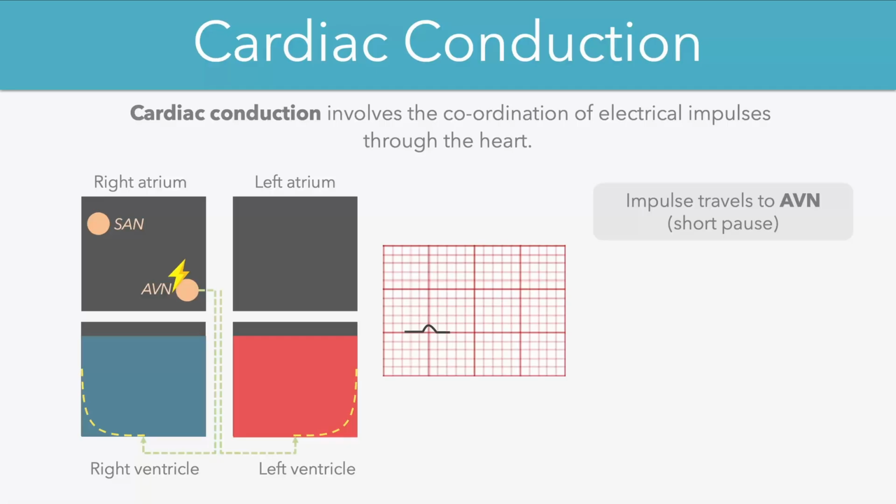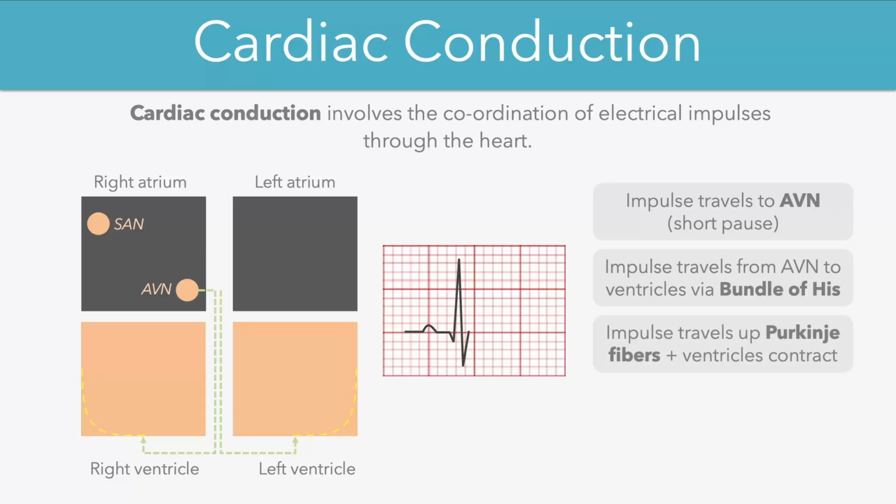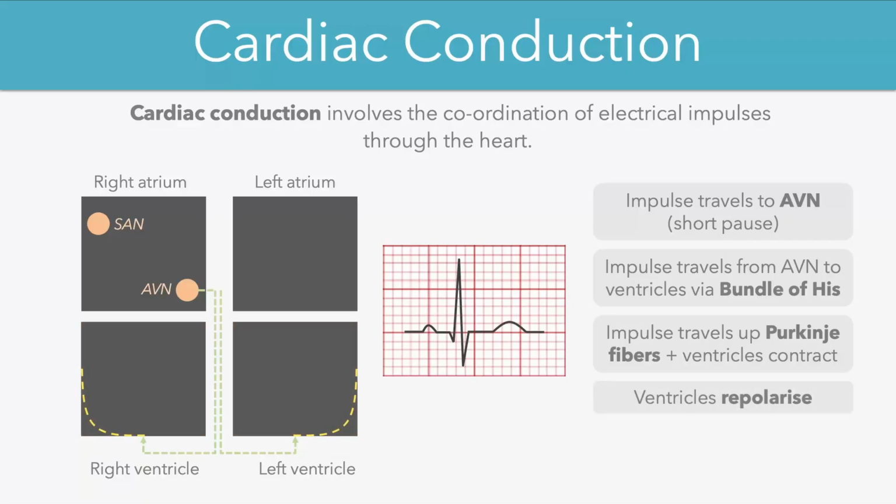The reason that we have this pause is to allow the atria to empty completely. In the next step, an impulse travels from the AVN to the ventricles via the bundle of His, and then travels up the Purkinje fibers to cause ventricular depolarization and subsequent ventricular contraction. Note how the ventricular depolarization is represented by the QRS complex on an ECG. Finally, in the last phase, the ventricles repolarize, and this results in the formation of a T wave on the tracing. Following this, the atria fill with blood again, and the entire process repeats.